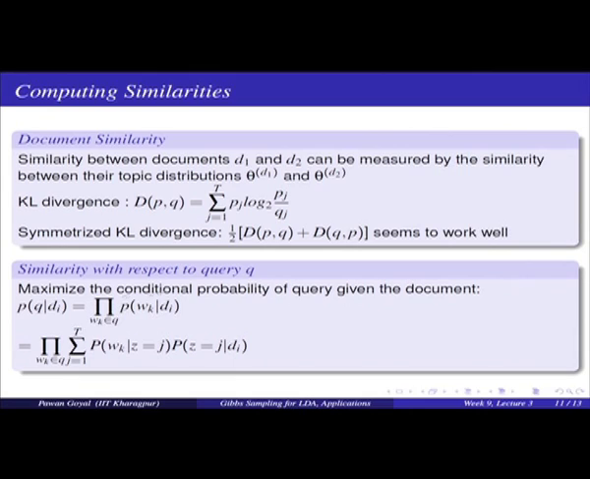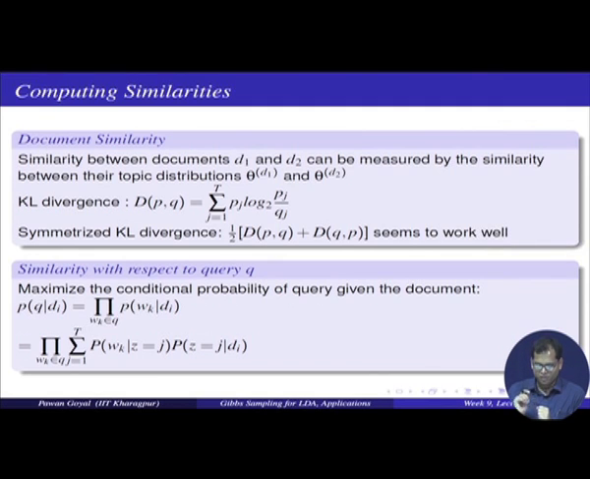Then you can find out the similarity of a document with respect to a query, or what is the probability that this query is generated from a document. That is what we study in information retrieval: you have a lot of documents, and given a query, you want to find out which document should be ranked higher. This will be computed using the probability that the query is generated from this document. Whichever document gives the highest probability of generating the query is given the highest score.